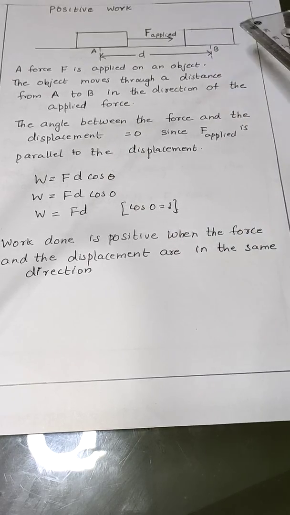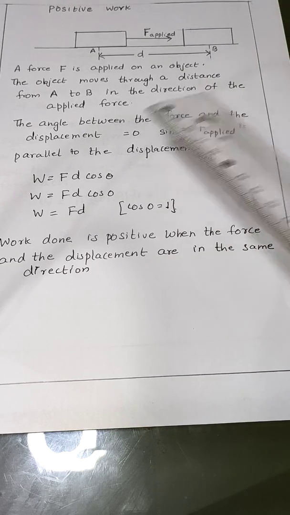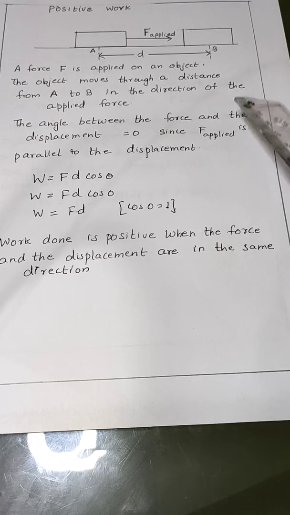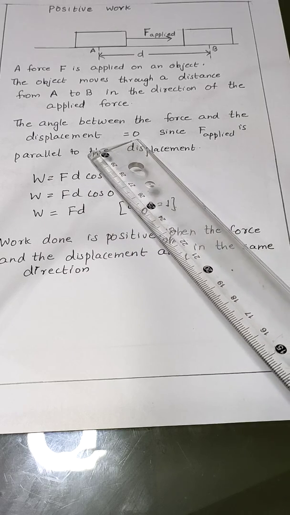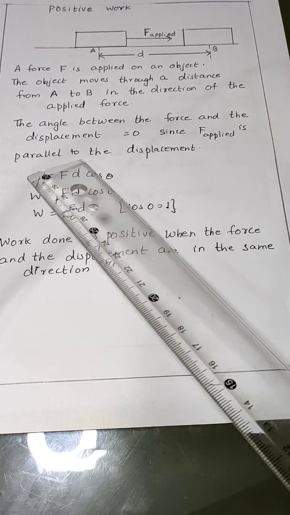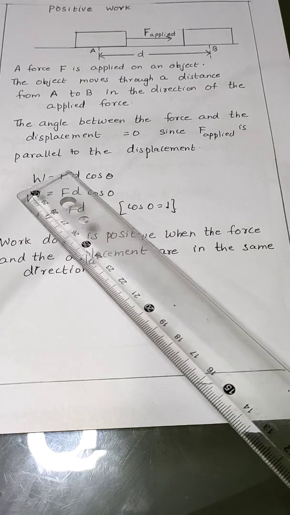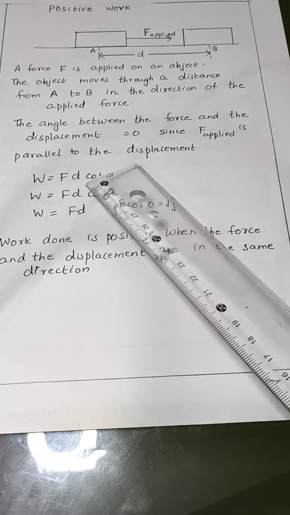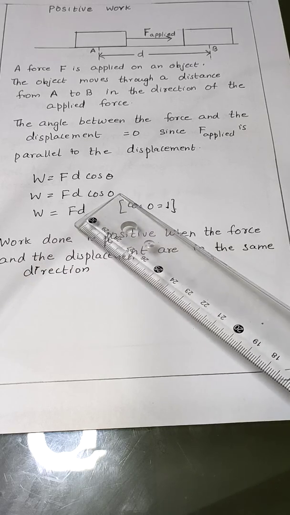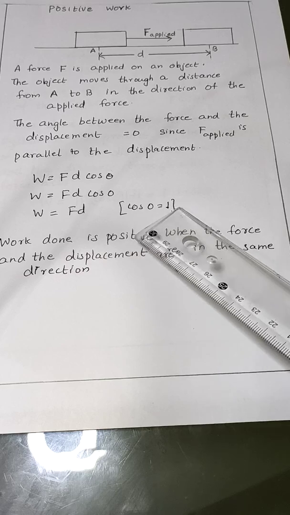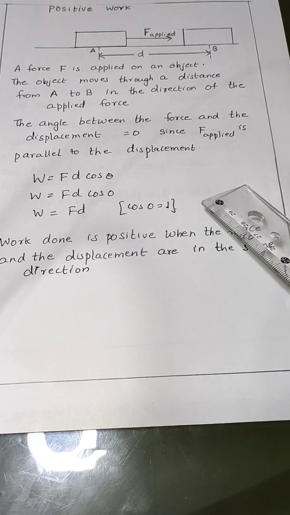So when two lines are parallel, what is the angle between them? The angle between two parallel lines is 0. Similarly, the angle between the force and the displacement here is 0, since the force applied is parallel to the displacement. So the general equation W equals Fd cos theta changes to W equals Fd cos 0. We know that cos 0 equals 1. So W equals Fd, which is positive work.